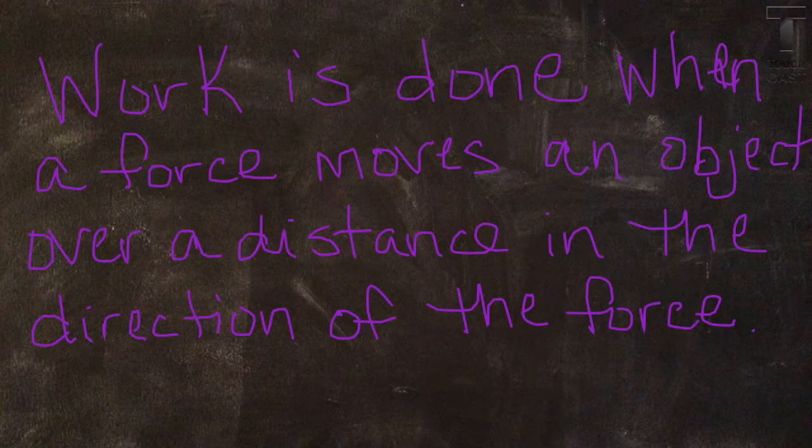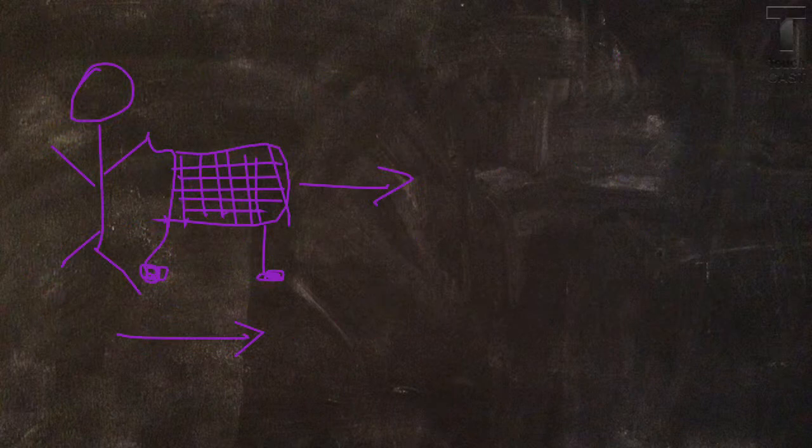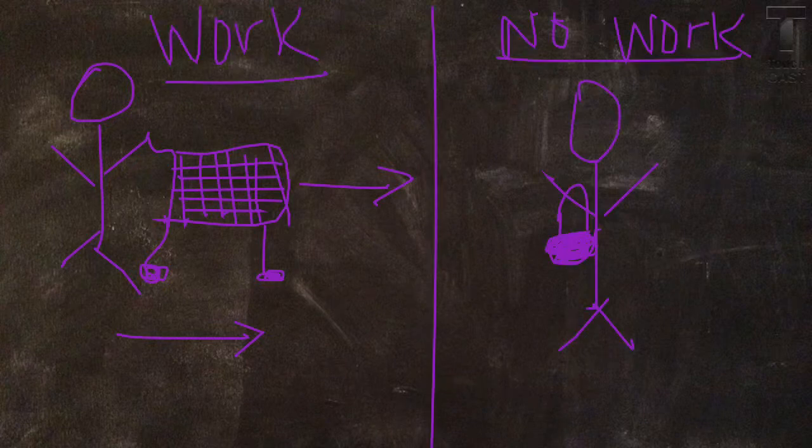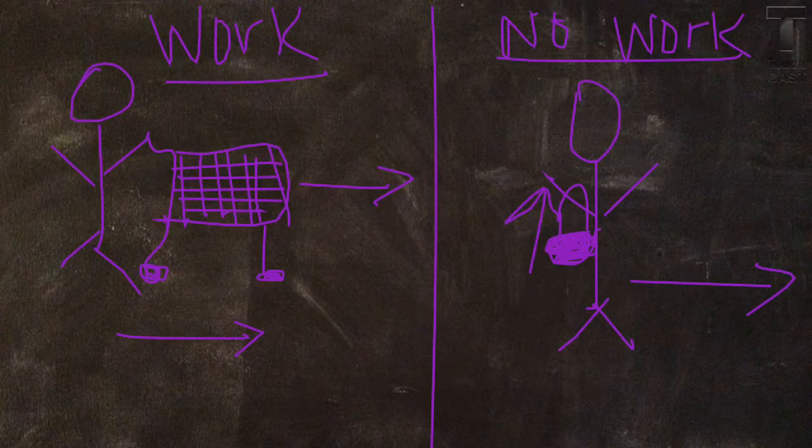Work. Work is done when a force moves an object over a distance in the direction of the force. So if I'm at the grocery store and I'm pushing my cart down the aisle, and I'm walking in the direction down the aisle and pushing the basket in the same direction, I am doing work on the basket because the force and the motion are in the same direction. As I leave work in the evening, as I carry my bag, I am walking out to my car. The direction of the force of me lifting and the motion are not the same, so no work is done.